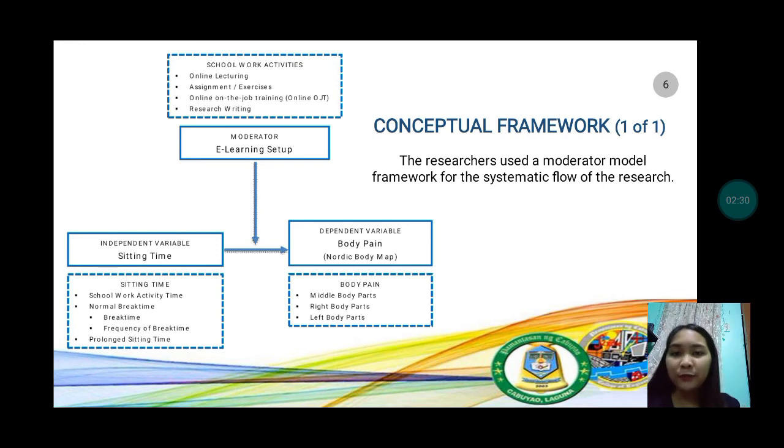For the conceptual framework, the researchers use a moderator model framework for the systematic flow of the research. For the moderator, it is the e-learning setup. The dependent variable is the body pain, which is the Nordic body map. And the independent variable is the sitting time.